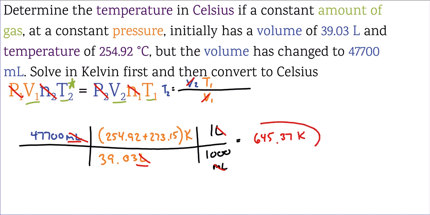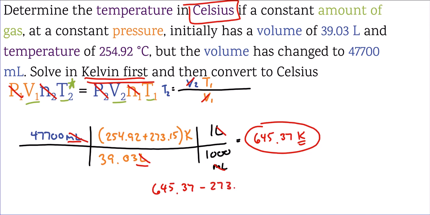645.37 Kelvin. I want Celsius. So, I'll go ahead and take that value, subtract 273.15, and it will give me the Celsius temperature of 372.22 degrees Celsius.